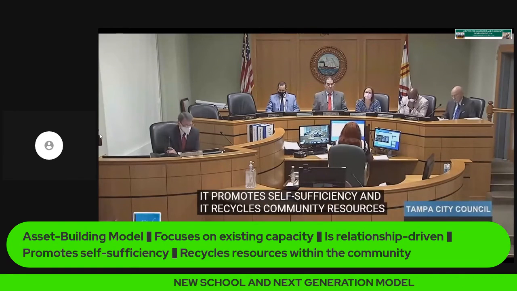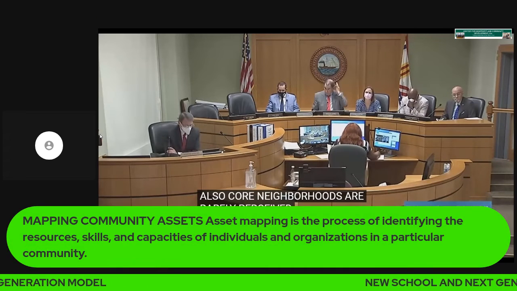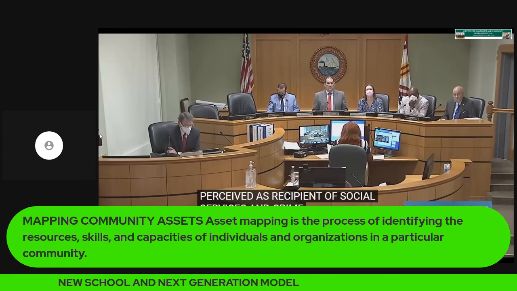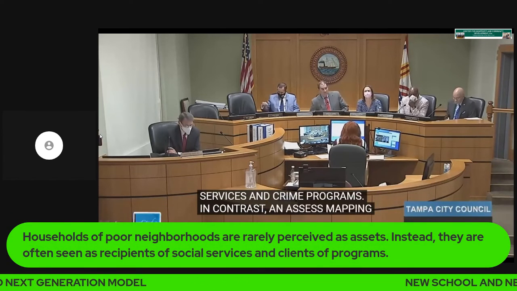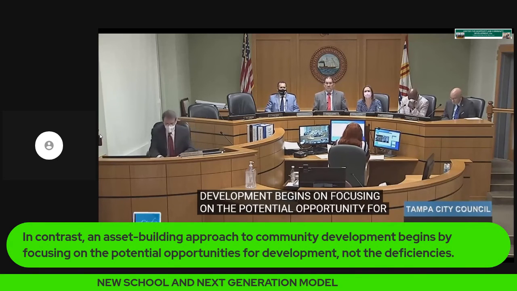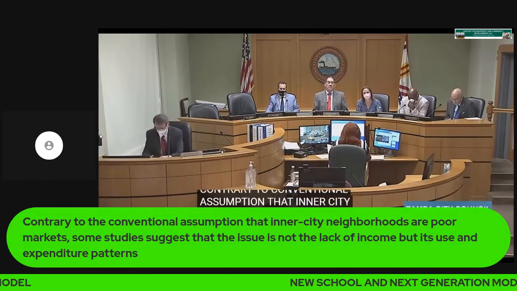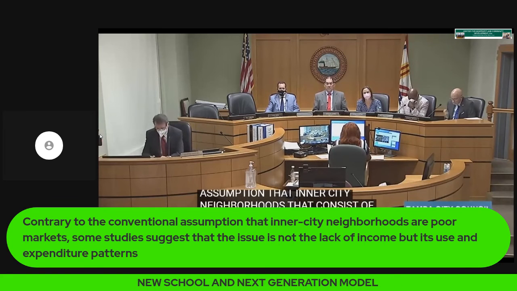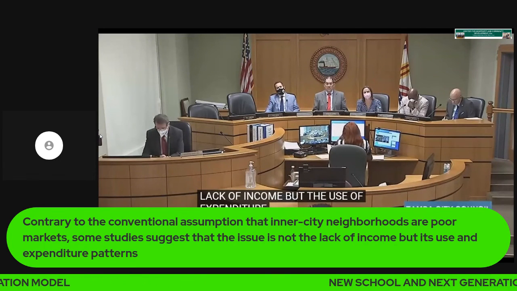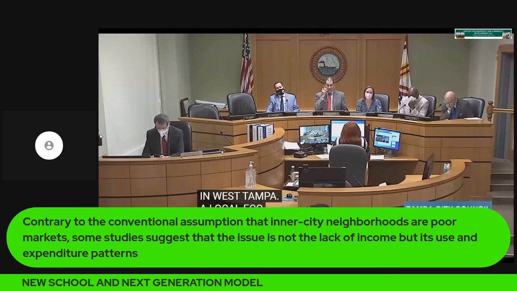The households of poor neighborhoods are rarely perceived as assets. Instead, they are often seen as recipients of social services and client programs. In contrast, an asset mapping approach to community development begins by focusing on the potential opportunity for development and not deficiency. Contrary to conventional assumptions that inner city neighborhoods are poor markets, some studies suggest that the issue is not the lack of income, but the use and expenditure patterns. That's what we plan to change in West End. If the local economy is to flourish, residents' income should be spent in ways that support community activities.